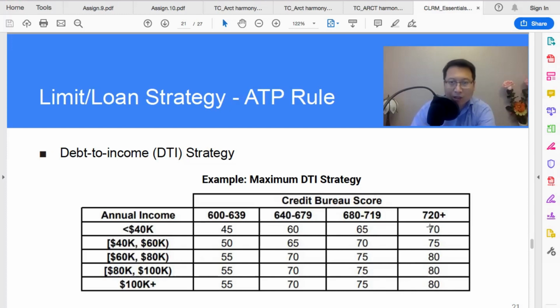So another dimension is the credit, right? If you have good credit, you manage your credit well, this ratio can be higher. Here in this example it is 70%. If you haven't demonstrated good credit behavior, that DTI ratio cap is as low as 45% here. Okay, this is just a sample to illustrate how you can use the DTI in combination with some other key consumer attributes.